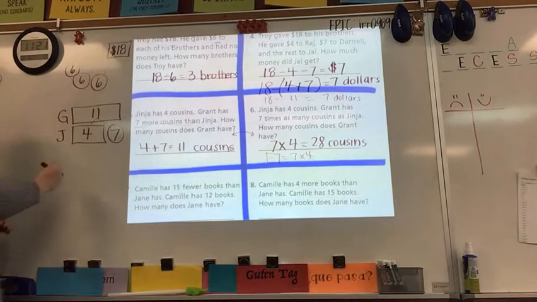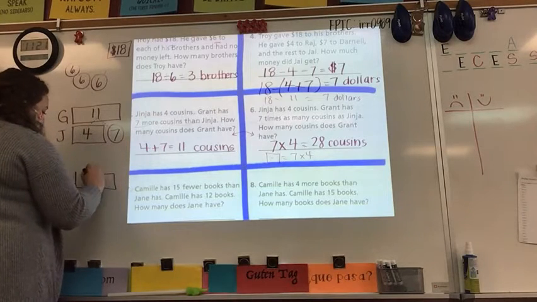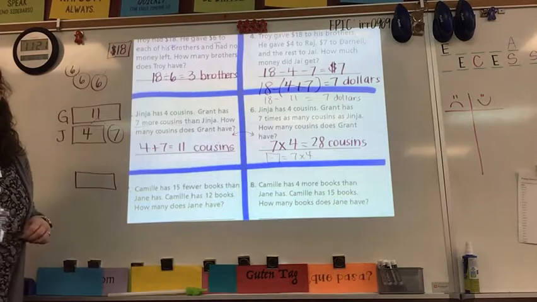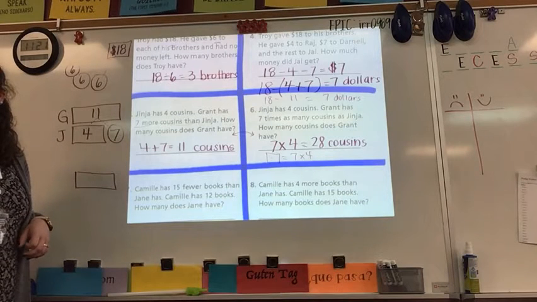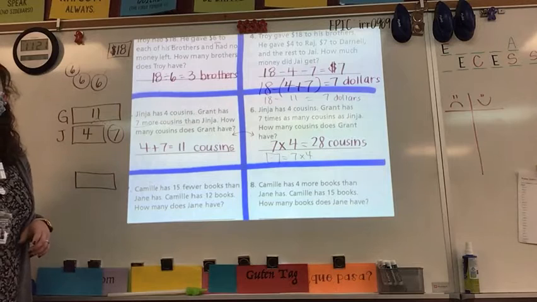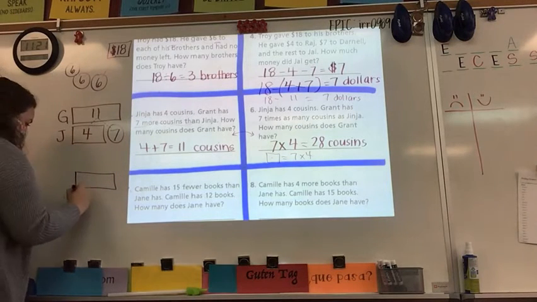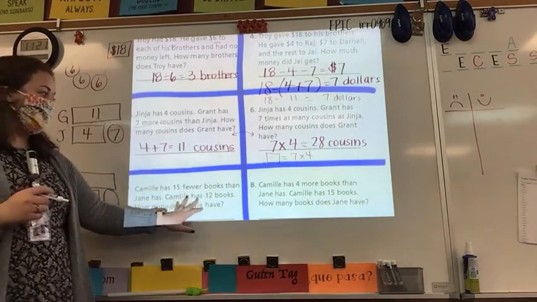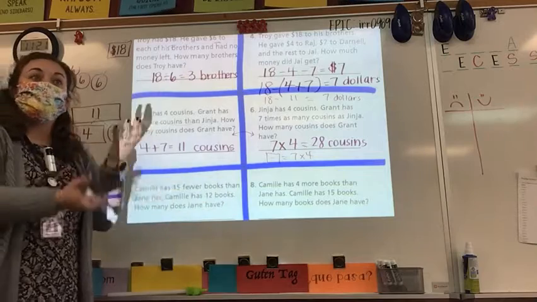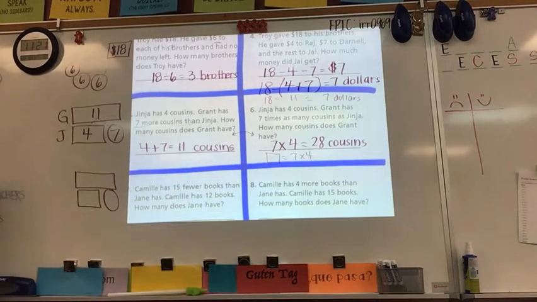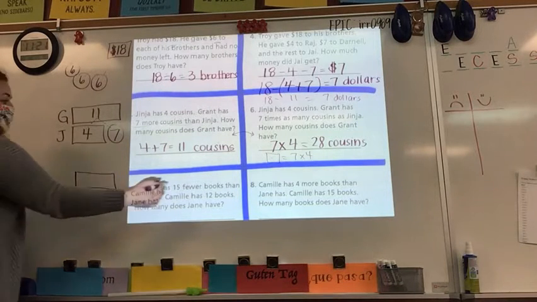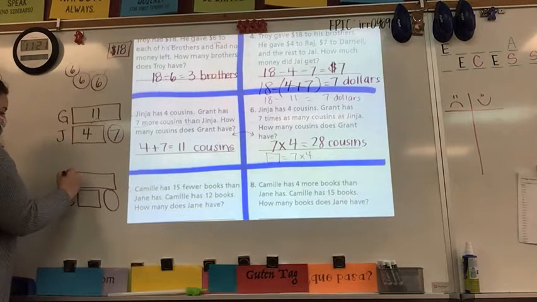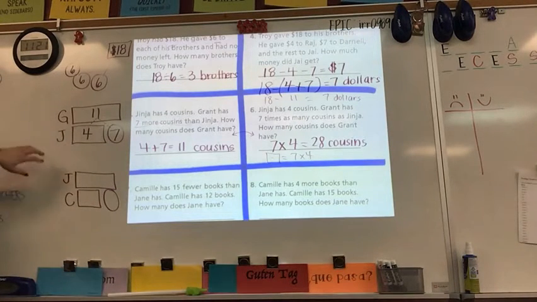Yes, how did you know it's comparison bars, Keegan? Gunner, I know you guys didn't do comparison bars at your old school, so I really want you to listen, okay? Because this is going to help big time. Keep going, Keegan. Yes, fewer books than. So fewer than tells me I'm comparing them. Who's got less, Keegan, Camille, or Jane? Camille's got the fewer, so she's going to be my small box. And Jane's going to be the big box, which is backwards from our last one, right?